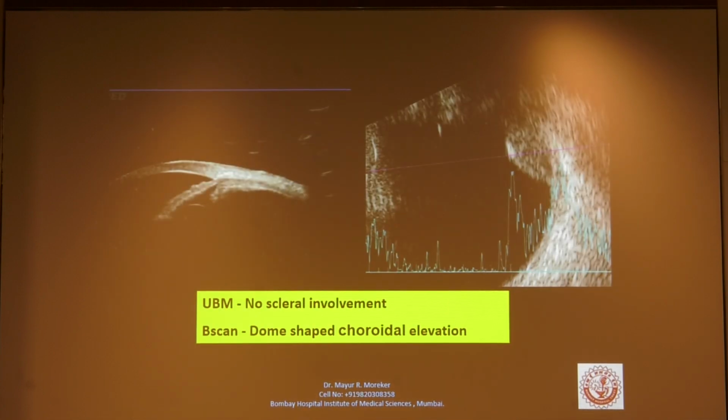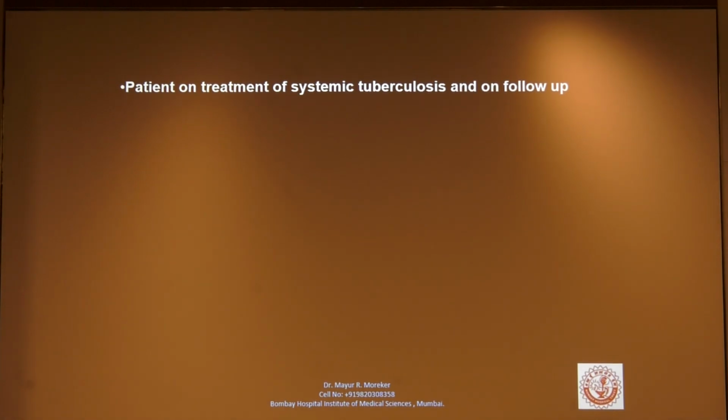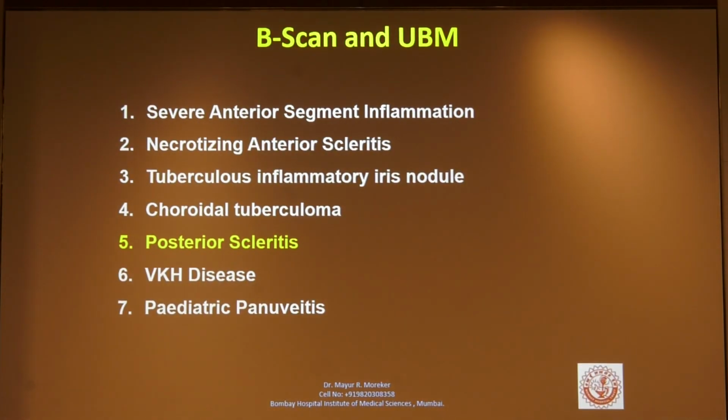What we did was a UBM over the choroidal granuloma to look for any scleral involvement. There was no scleral involvement, but on B scan we saw the dome-shaped choroidal elevation. Always when you request for the B scan, it is always good to request for the A scan vector. You can see the A scan vector over here. The patient has since been on treatment of systemic tuberculosis and is on our follow-up.